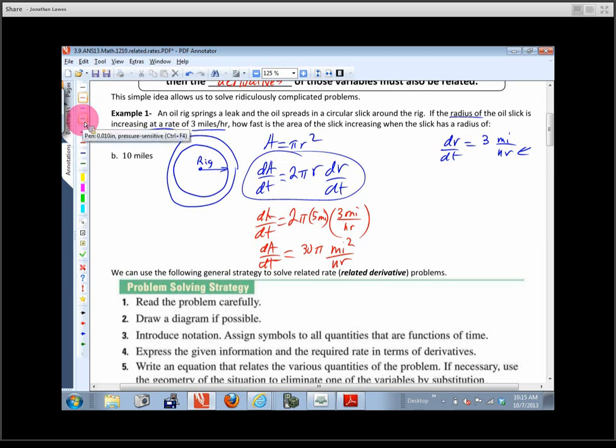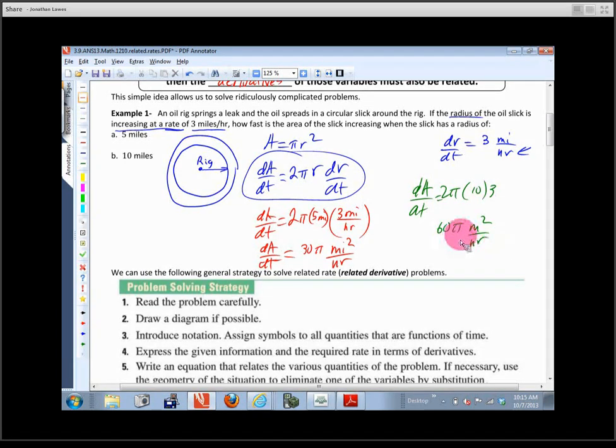What about when it's 10 miles? Just twice as big. So dA/dt would be 2 pi times 10 times 3. So I multiply those together, I end up with 60 pi. And again, it would be square miles per hour. Okay. So when the radius is 10 miles, what's the rate of change of area?